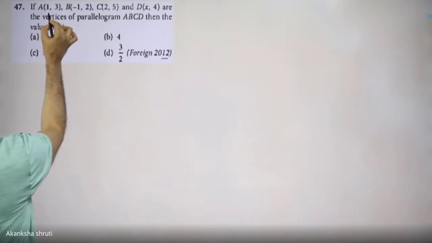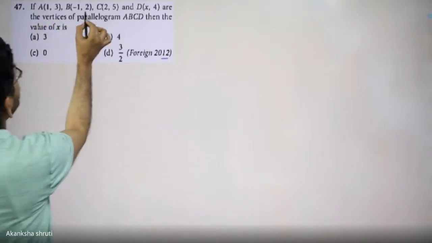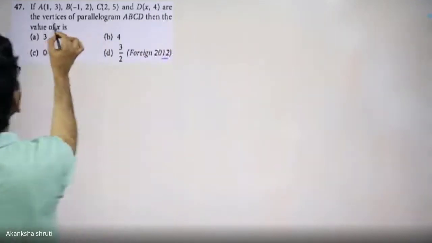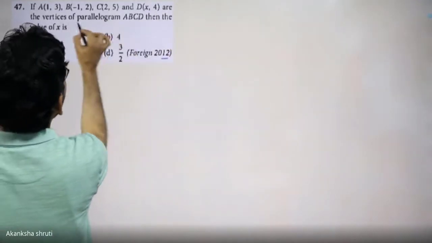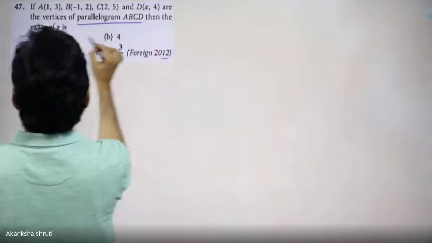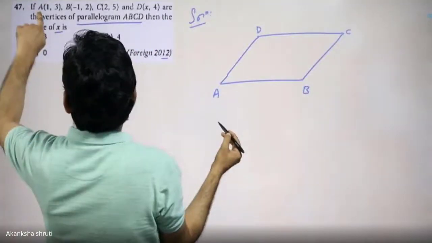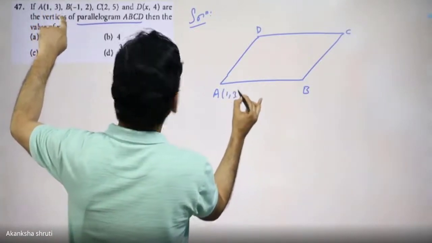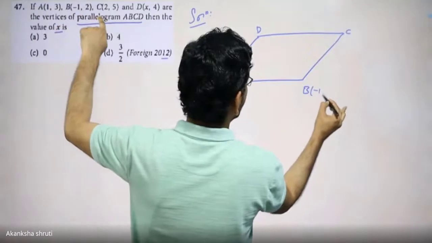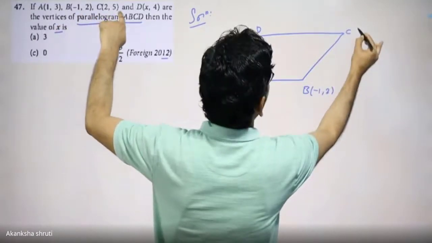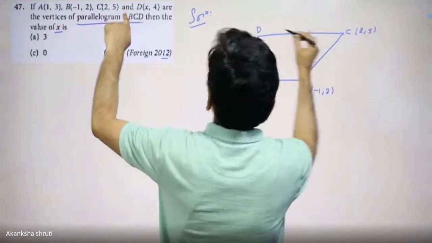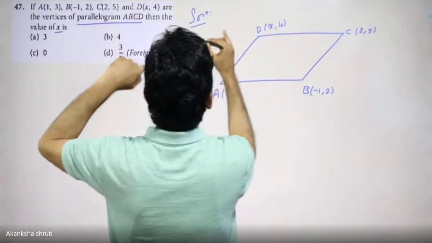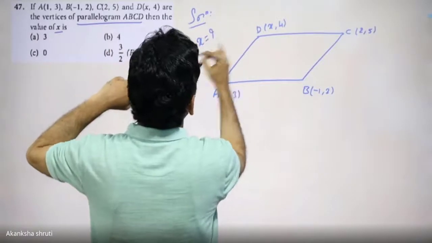If A(1, 3), B(-1, 2), C(2, 5) and D(x, 4) are the vertices of a parallelogram ABCD, then find the value of x. Students, let us consider the coordinates of A(1, 3), B(-1, 2), C(2, 5) and D(x, 4). And we have to find the value of x here.